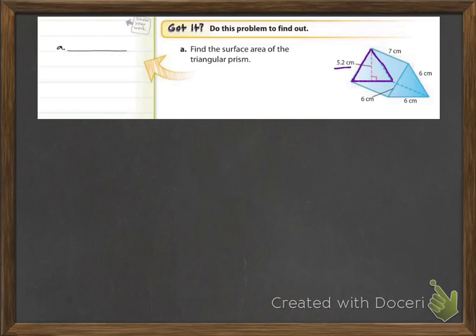So the height here is going to be the 5.2, but the base, see my base is right here, that's going to have to be the 6. Notice you can see it because it's right across the way as being 6. So the height of my triangle is 5.2 and the base is 6. So let's go ahead and put that in down here.